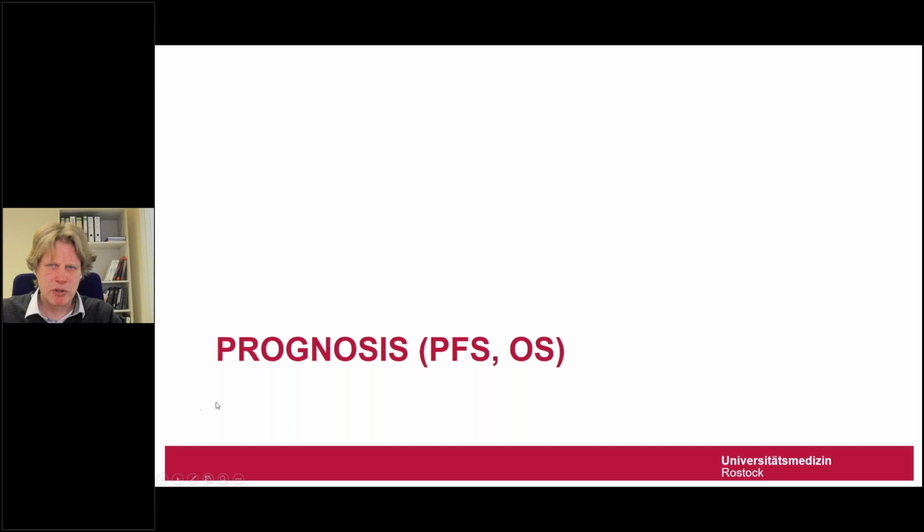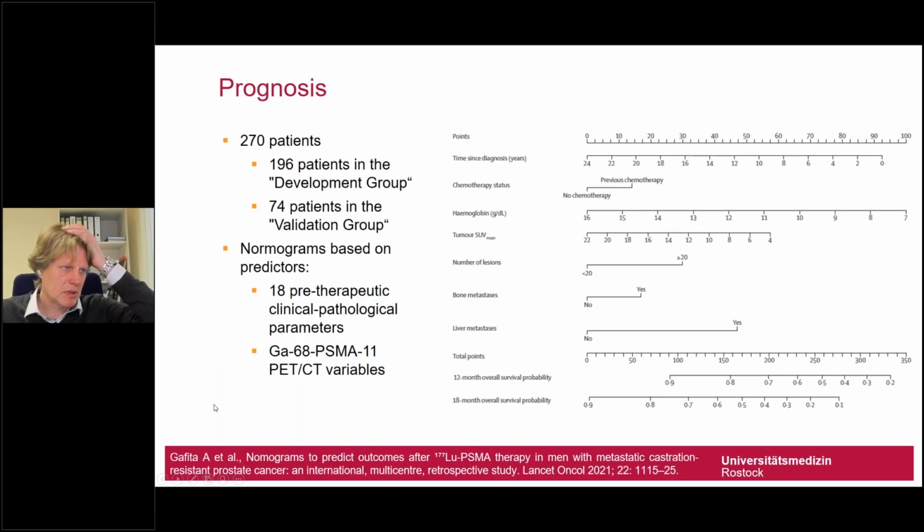So what about the prognosis regarding overall survival and progression-free survival? This is a very nice study on evaluating PSMA targeted therapies, from a multi-center group led in this case by Gafita from Essen. They included 270 patients, and they came up with nomograms based on several predictors. They had 18 pre-therapeutic clinical pathological parameters and the pre-therapeutic PSMA uptake.